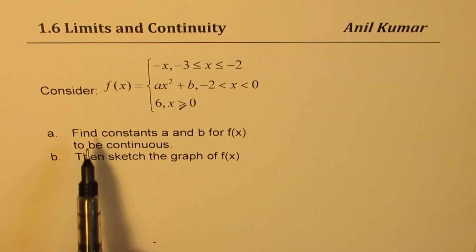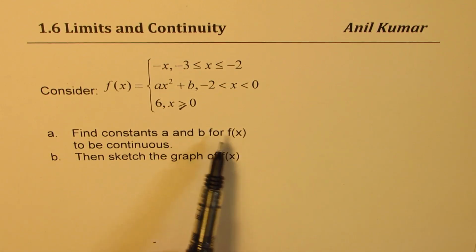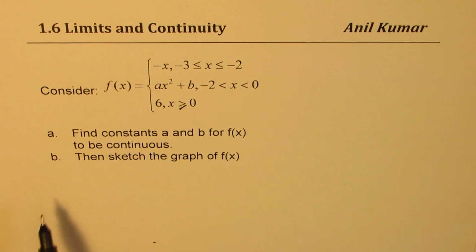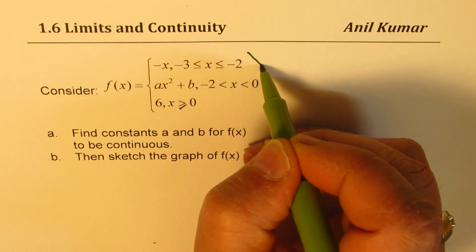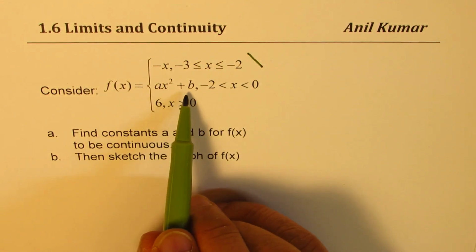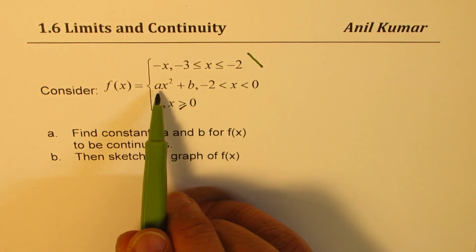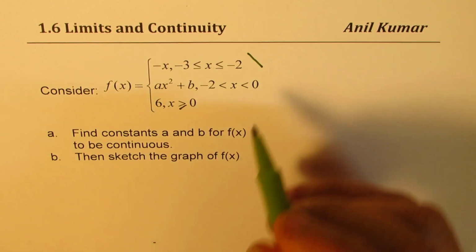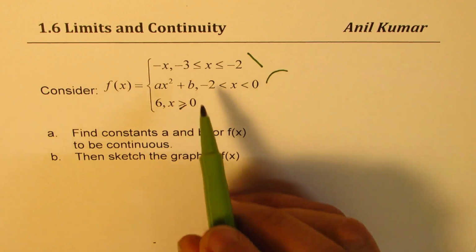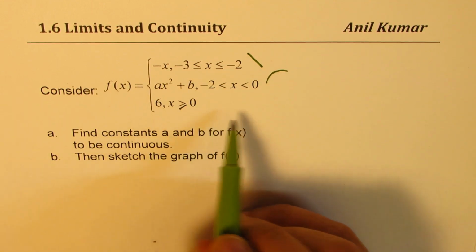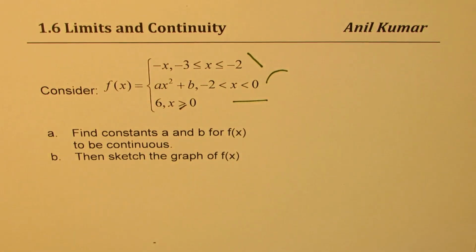You need to find constants a and b for the function f of x to be continuous, then sketch the graph of the function. Now what you realize here is that this is a straight line with negative slope, so the graph of this curve is kind of like this. Now we have a parabola. Depending on the value of a, if it is negative, it is going to be upside down. So let me just assume it to be upside down. And then we have a constant function whose graph will be a straight line.